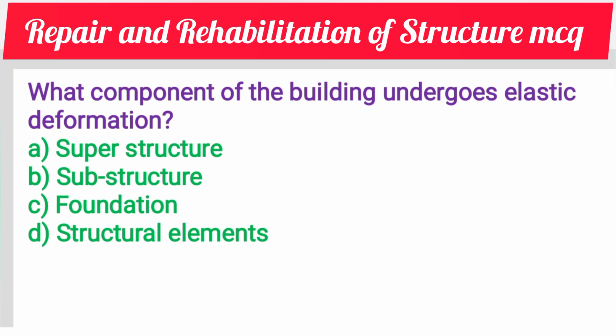Next question, what is the component of the building undergoes elastic deformation? Option A, superstructure. Option B, substructure. Option C, foundation. Option D, structural element. In frame structure, all the loads are transferred in the structural elements. So the elastic deformation is also carried out in the structural members. So the correct answer is option D, structural elements.